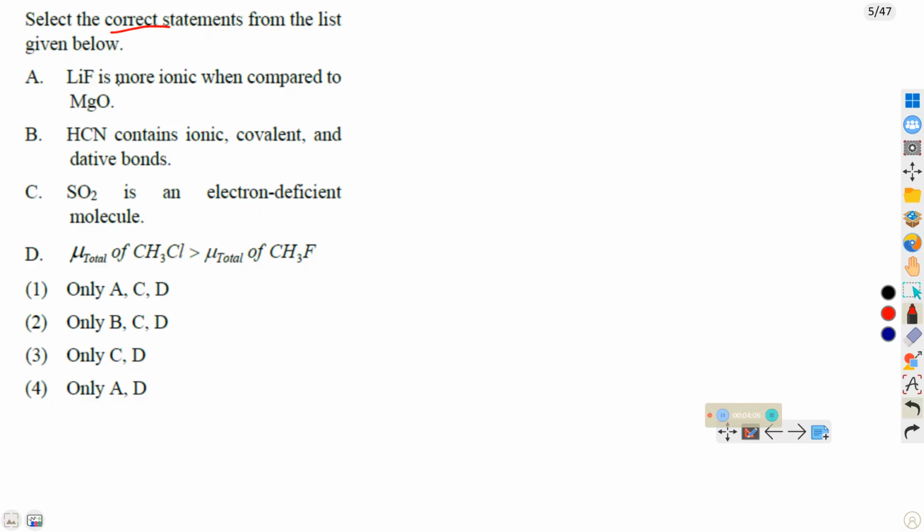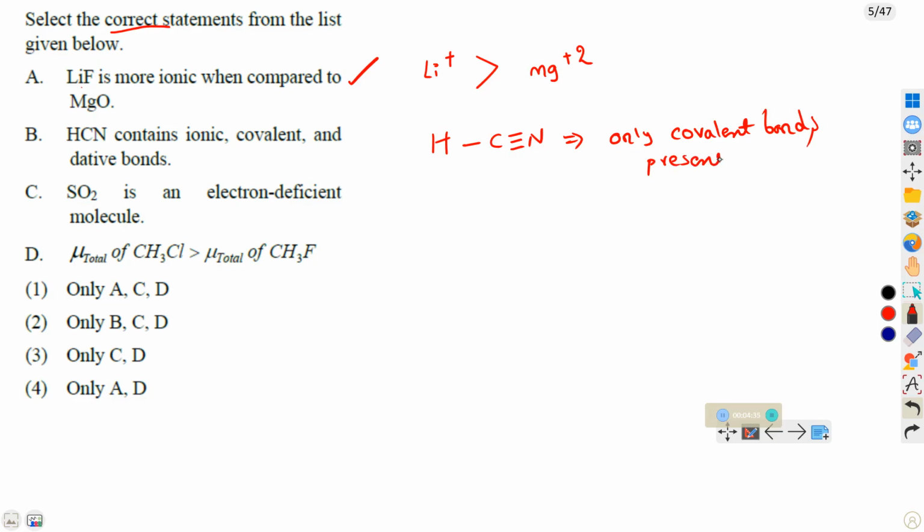Select the correct statements. LiF is more ionic when compared to MgO. Cation with low charge in LiF, MgO cation with high charge. Low charge favors ionic bond. So this statement is correct. HCN, H-C triple bond N. In this, only covalent bonds are present. Only covalent bonds present. So that's the reason this option is wrong.